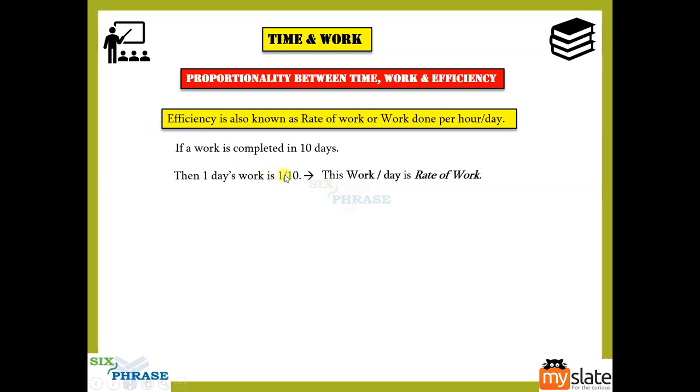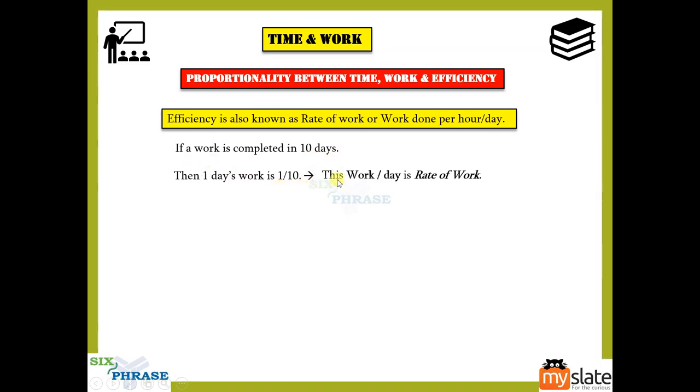This 1 by 10, you can also call rate of work. And this 1 by 10, you can also call work done per hour or work done per day. Any of those three names you can use to describe this 1 by 10. So the time taken here is 10 days. Rate of work is 1 by 10.